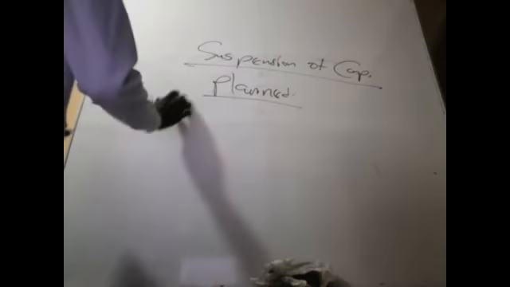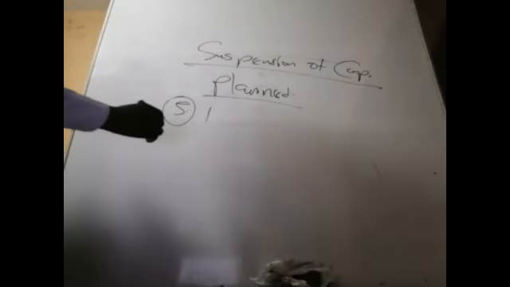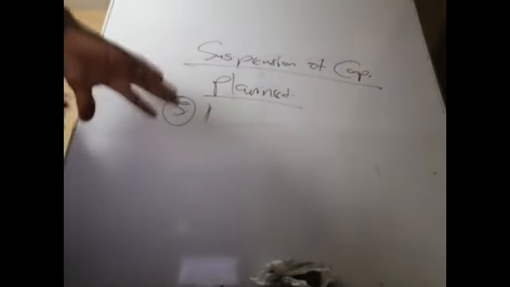That's all. Now, if the delay is as a result of planned work, please don't suspend, continue. For instance, we are constructing, let's say, a 25-storey building, and after every 5 storeys, we need to hold on for 1 month for technical inspection. During this 1 month period, we can continue capitalizing the borrowing cost. Why? This is a planned action.